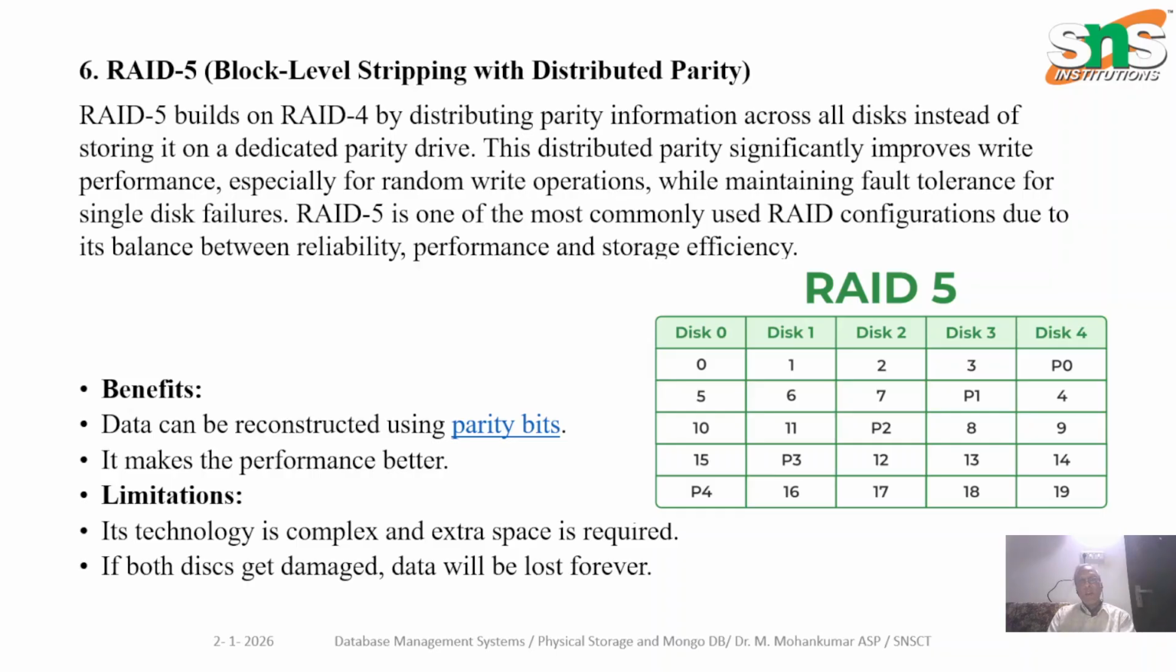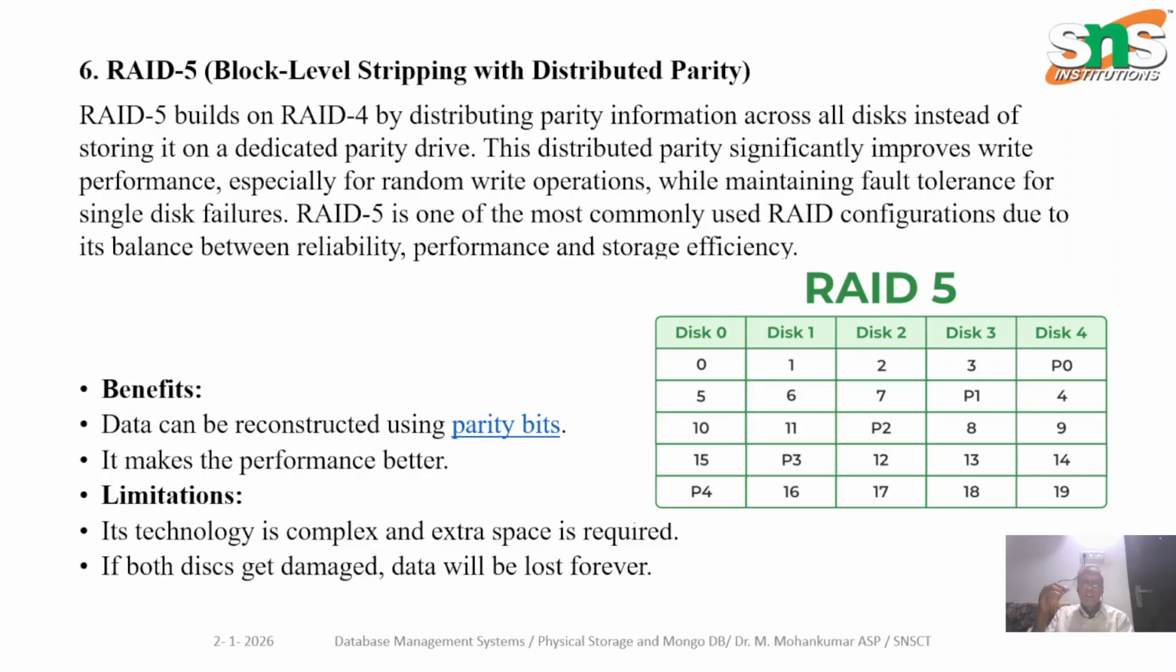RAID 5 distributes parity information across all disks instead of storing it in one dedicated parity drive. What we are doing is distributing the parity, which significantly improves the write performance, especially for random write operations, because the information will be written to the disks randomly. For example, CCTV footage we can take into consideration for this type of write. While maintaining fault tolerance for a single disk failure, RAID 5 is one of the most commonly used RAID configurations due to its balance between reliability, performance, and storage efficiency.